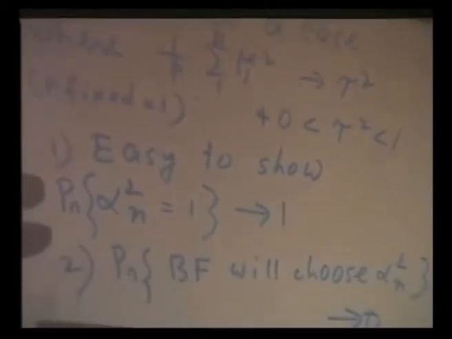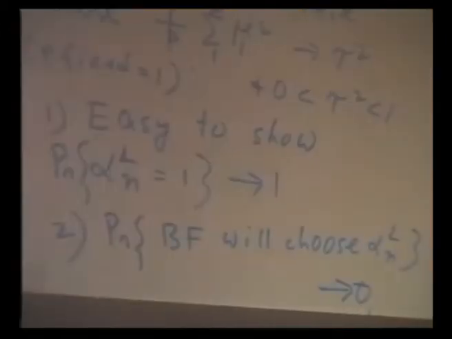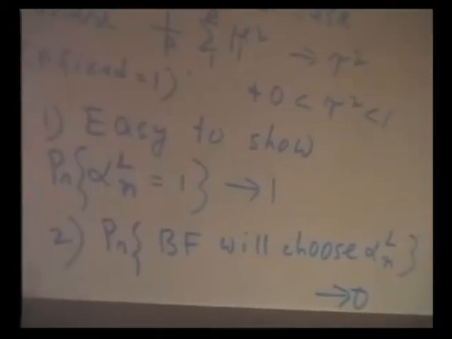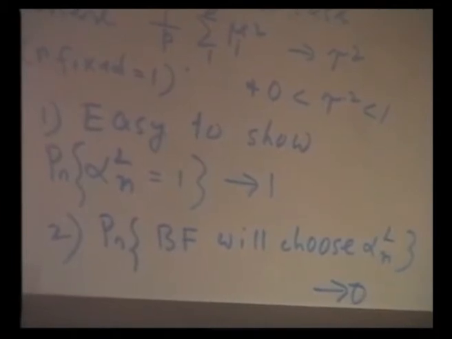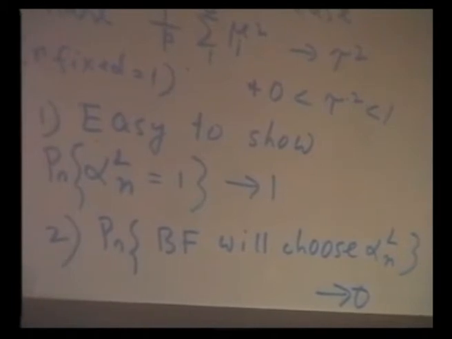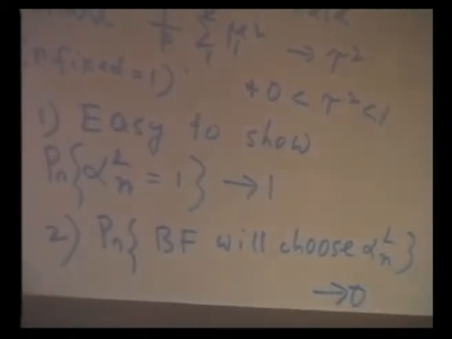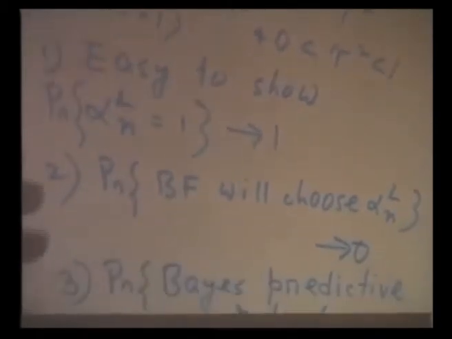What about the Bayes factor? The Bayes factor has no chance of choosing alpha and L. I've already told you it's consistent. The Bayes factor is consistent. We know the more complex model is true, so the Bayes factor will choose the more complex model. So the probability that it will choose the oracle tends to 0. I'll come back and say that there's nothing to worry about for Bayesians.